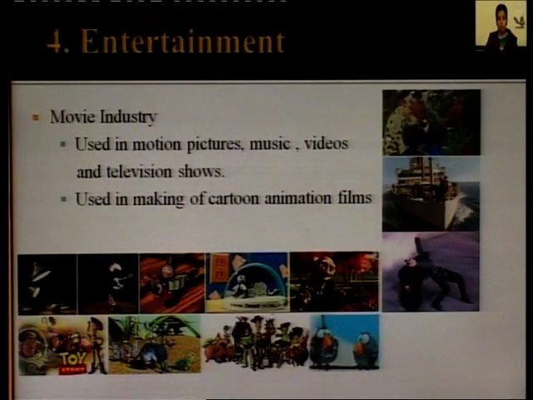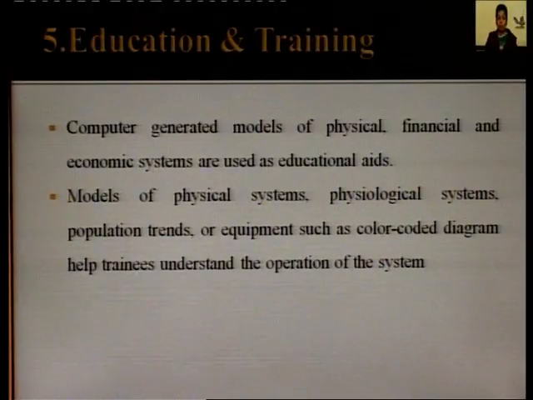The movie industry uses it in motion pictures, music videos and television shows. Computer graphics is also used in making cartoon animation movies. Besides these things, computer graphics is also used for education and training purposes. Computer generated models of physical, financial and economic systems are used as educational aids. Models of physical systems, psychological systems, population trends or equipment, such as color aided diagrams, help trainees understand the operation of the system.